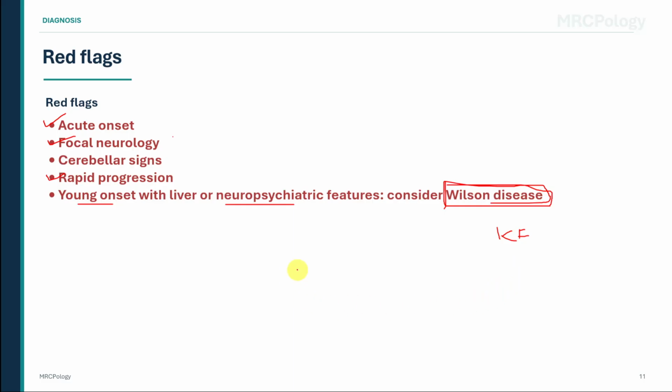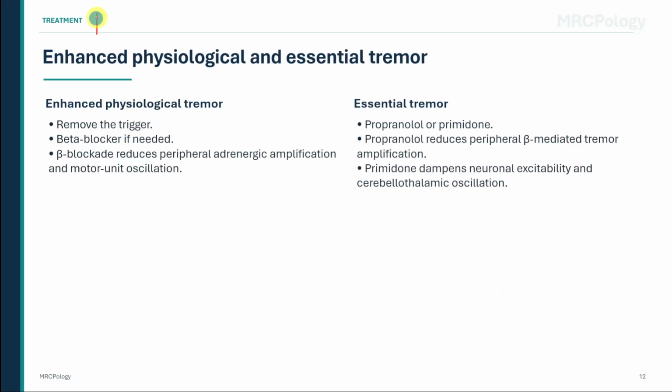Treatment depends on the underlying cause and the degree of functional impairment. For enhanced physiological tremor, identify and remove the trigger where possible. Address anxiety, fatigue, excessive caffeine, hypoglycemia, thyrotoxicosis, or causative medication. A beta blocker may be considered in selected patients when the tremor is functionally troublesome and there are no contraindications. Beta blockade reduces peripheral adrenergic amplification and therefore reduces tremor amplitude.